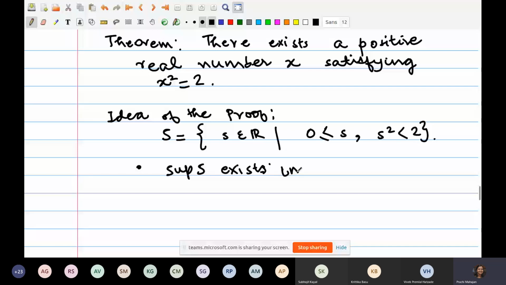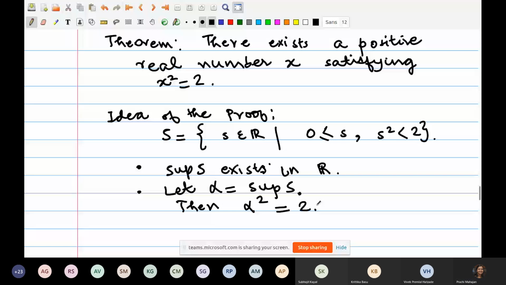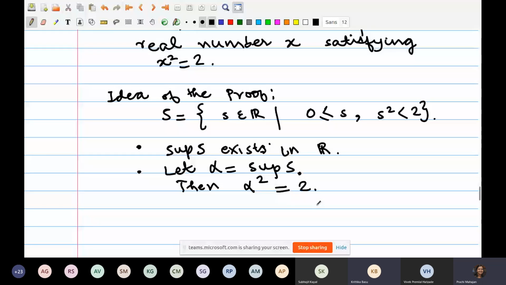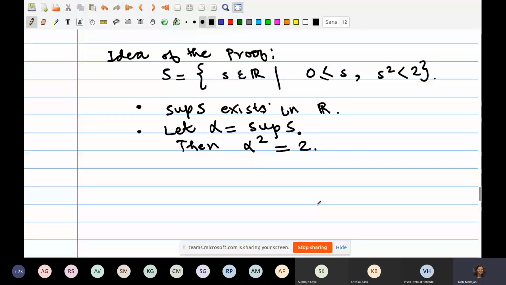Let's denote this by something. I think we called it alpha. Then we were able to show that alpha square equals 2. Right? This is what we did last time. Correct? Everybody with me up till this point? Yes? Okay. So here's a certain remark that I would like to make.